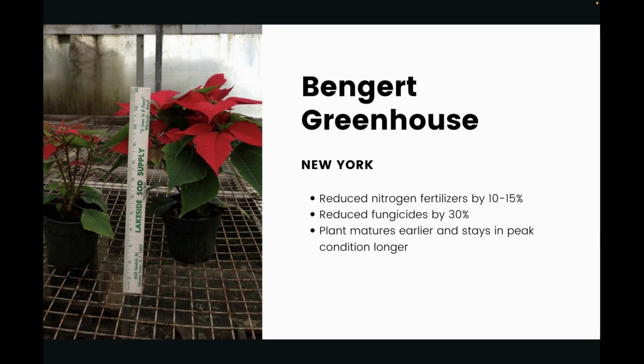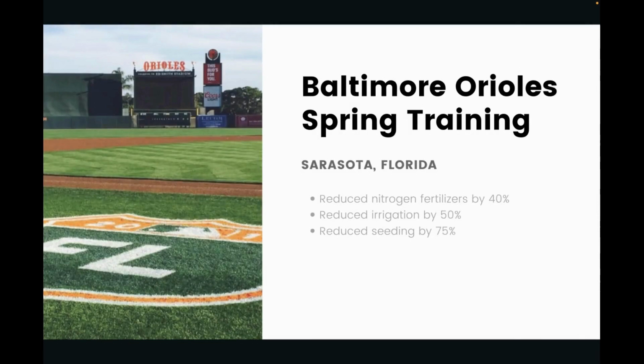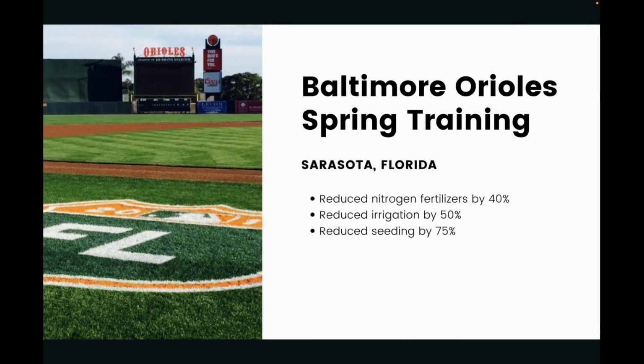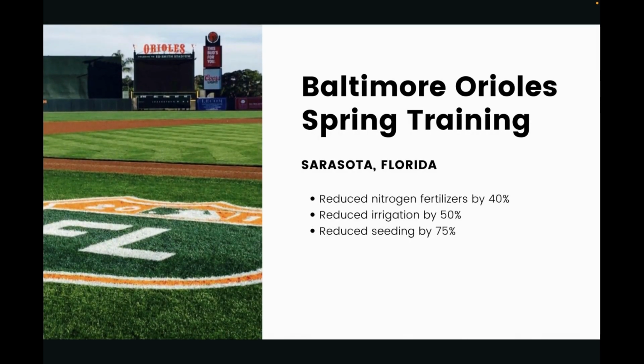They reduced their fungicides by 30%. So right on the bottom line, they cut that off. Their plants were maturing earlier and staying in peak conditions longer. So better selling season, earlier selling season. You obviously charge more for a larger plant. So in the greenhouse industry, this was a no-brainer.